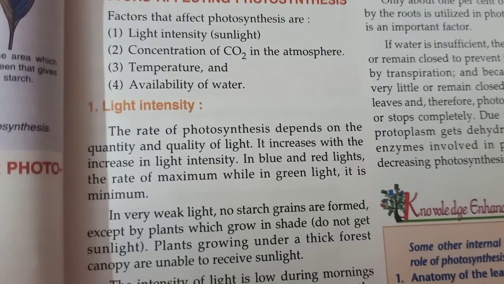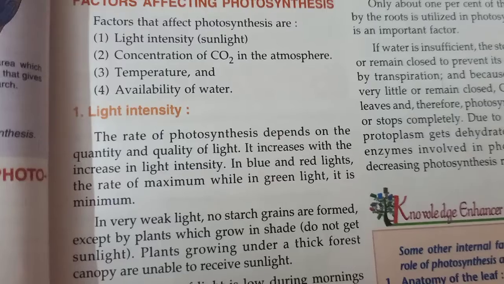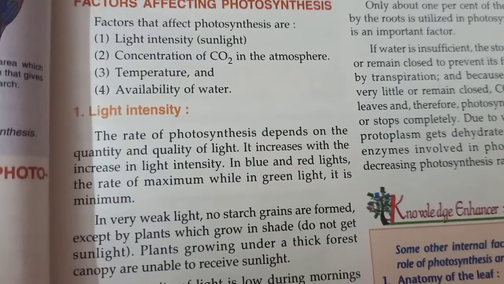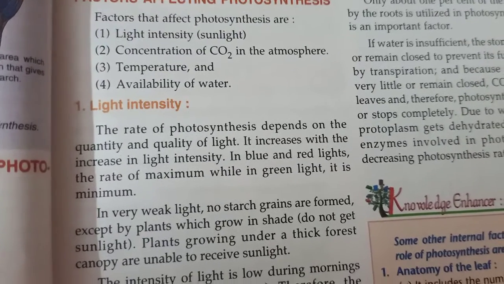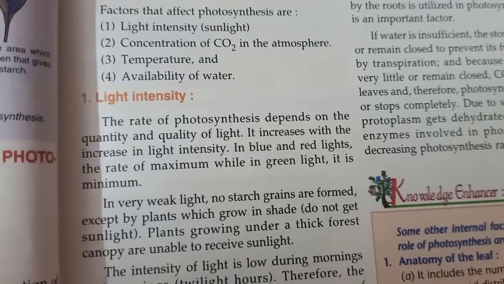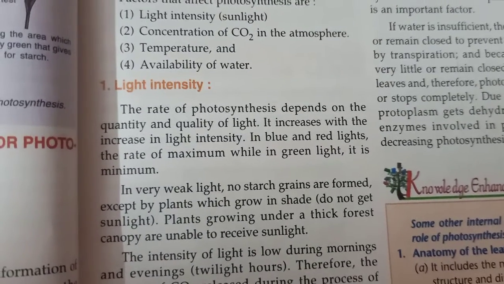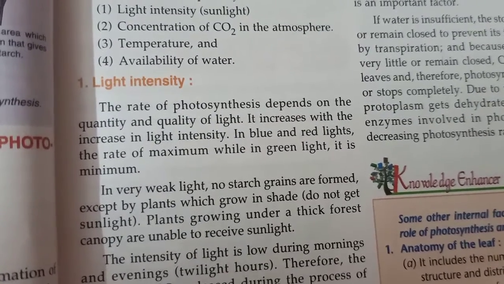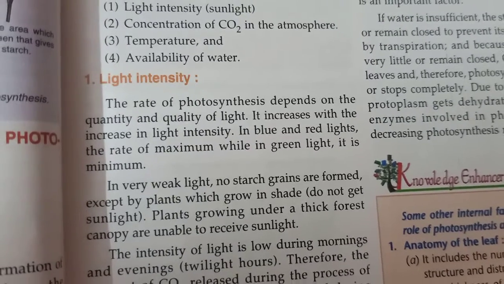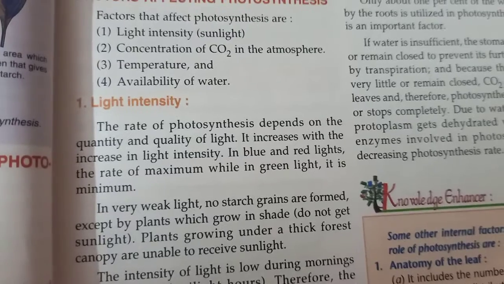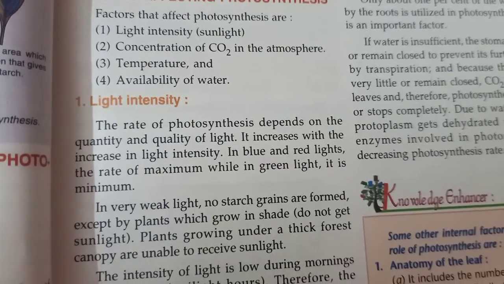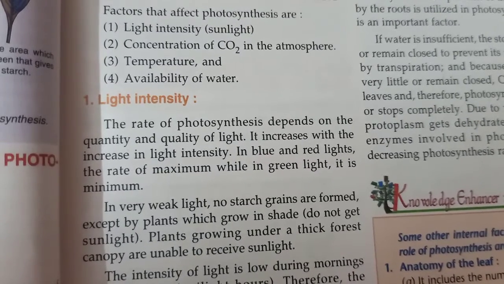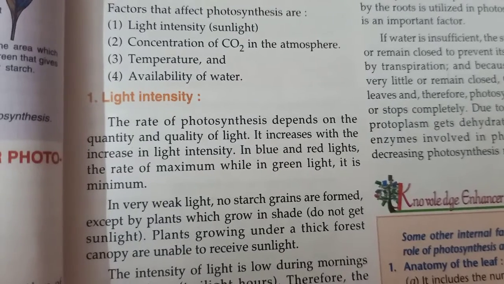First is light intensity. The rate of photosynthesis depends on the quantity as well as the quality of light. How much light the plant is getting determines the condition in which photosynthesis takes place. The rate increases with the increase in light intensity. In blue and red lights the rate is maximum, while in green light it is minimum.